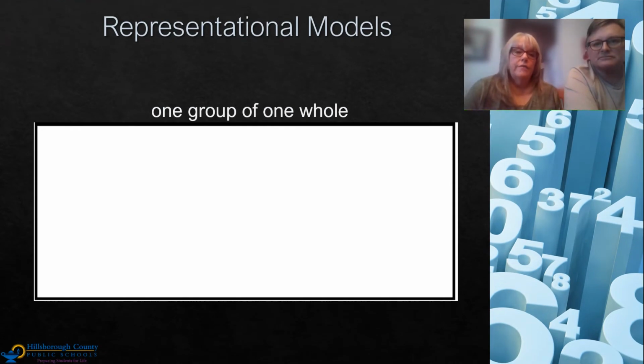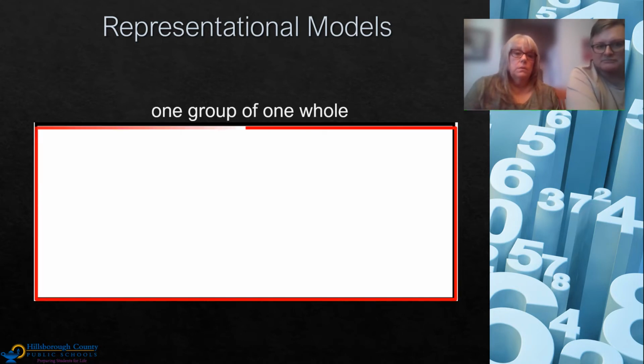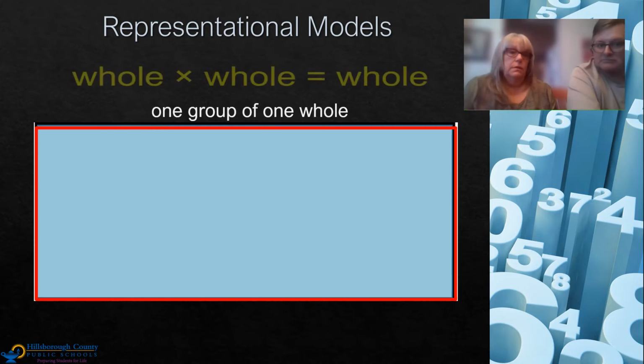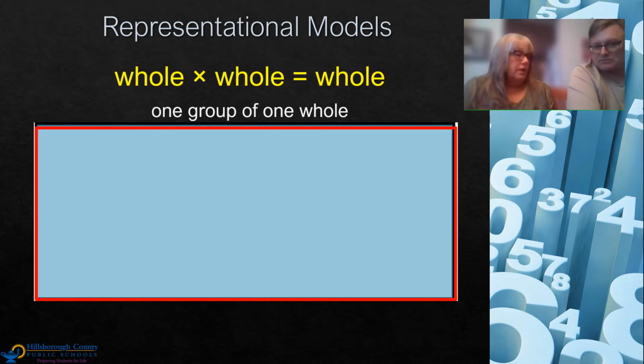So here we're going to find one group of one whole, so 1 times 1. I have to know what my whole represents. So here is my whole, and I want one group of that whole, which is 1. So a whole times a whole is going to give me a whole. And I can see that conceptually. And I think that's important that they do that because they just may say, well, 1 times 1 is 1. Prove it. Right. There's a model that proves it.